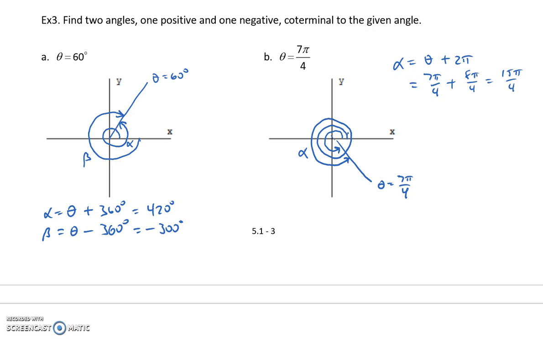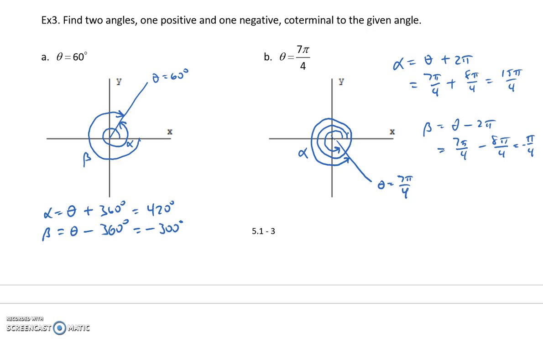Well, what about an angle with negative radian measure coterminal to theta? Let's call that beta. Here we could use theta minus 2 pi. And again, theta is 7 pi over 4. We subtract 8 pi over 4, and we get negative pi over 4. Hope you can see the negative sign there.